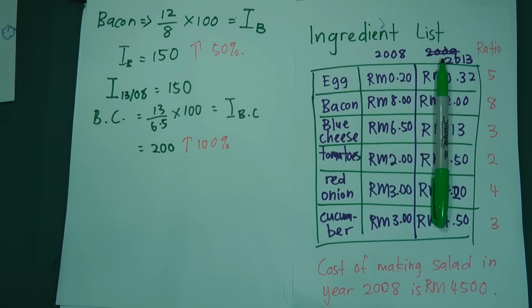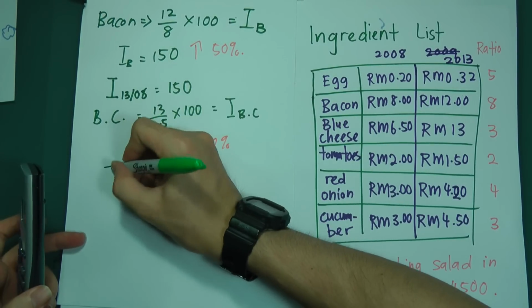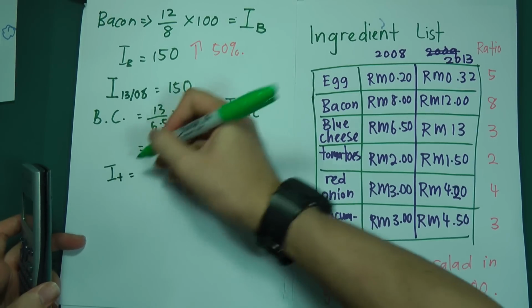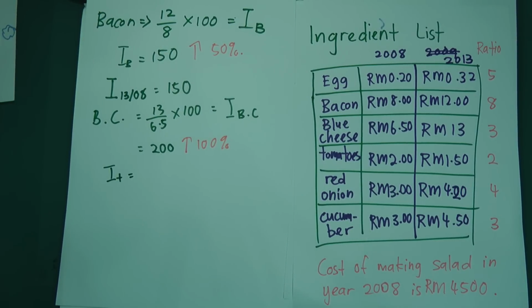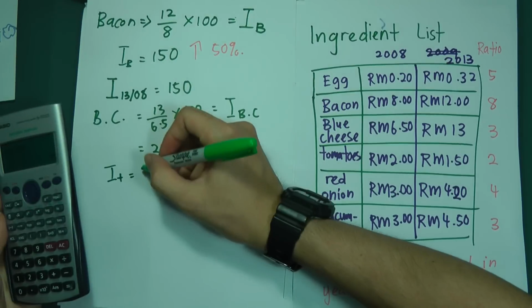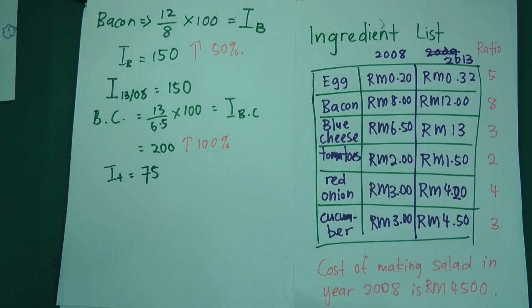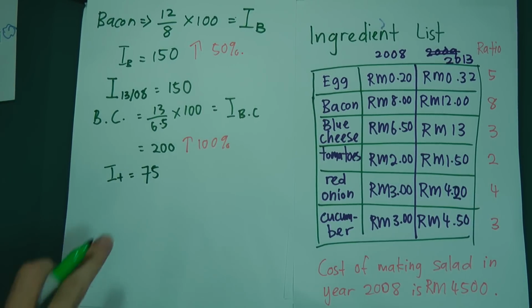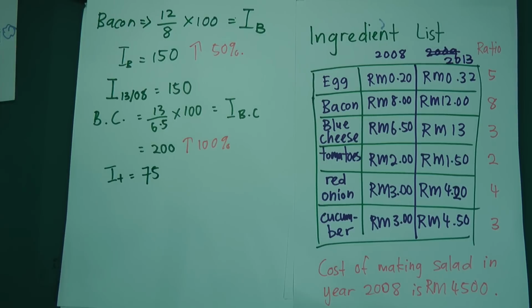So we do the same for the others. I just calculate faster. Index number for tomato will be 1.5 divided by 2, multiply by 100. Index number for tomato we got 75. I say base year is 100.